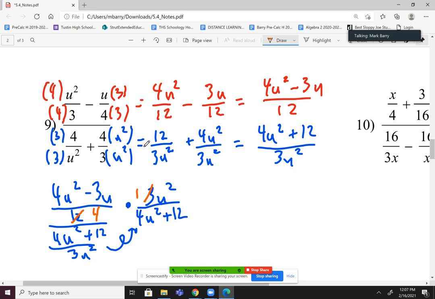I can't cancel out these 4u squareds because they have stuff adding and subtracting to it. So I'm just going to do top times top up top. So I'm going to say u squared times 4u squared minus 3u. Then on bottom, I'm going to say 4 times 4u squared plus 12.